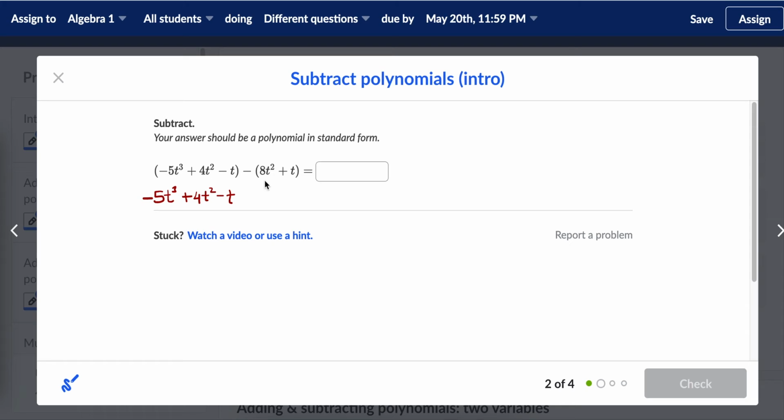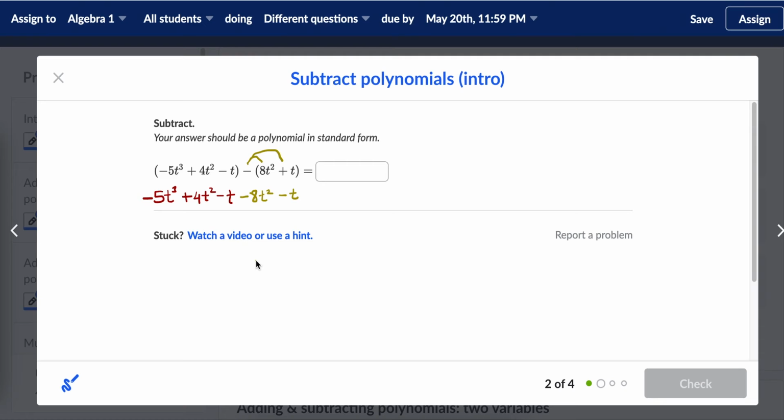You're subtracting everything inside the parentheses here, so you do need to distribute this subtraction amongst all of the terms. So this is minus a positive 8t squared, so that's minus 8t squared, and this is minus a positive t, so that's minus t. So you've got to watch out. What you're doing is just changing the signs inside the parentheses as you're removing them. That's the only difference with subtraction.